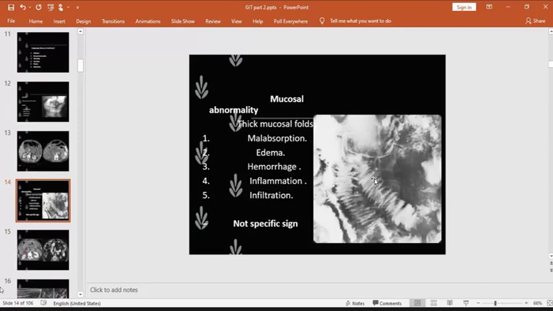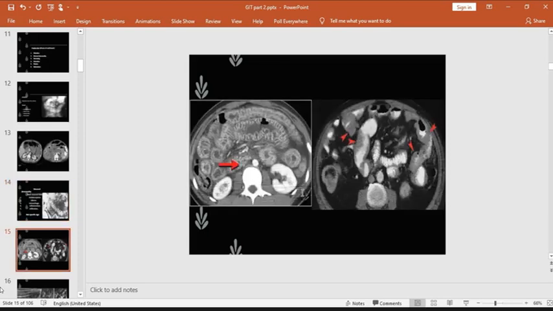Mucosal abnormality related to the small bowel. It may be thickened. If you look at this fold, it occurs in cases of malabsorption, hemorrhage, edema of the bowel, inflammatory bowel disease, and infiltration by tumor, and it is considered a non-specific sign. It could occur with increased thickness of the mucosal fold, but it is not a specific sign. If you look at this by CT scan, there is thickening of the mucosal folds with abnormal enhancement of the valvulae conniventes associated with bowel wall thickening. This is the lumen, and there is increased wall thickness of this bowel.